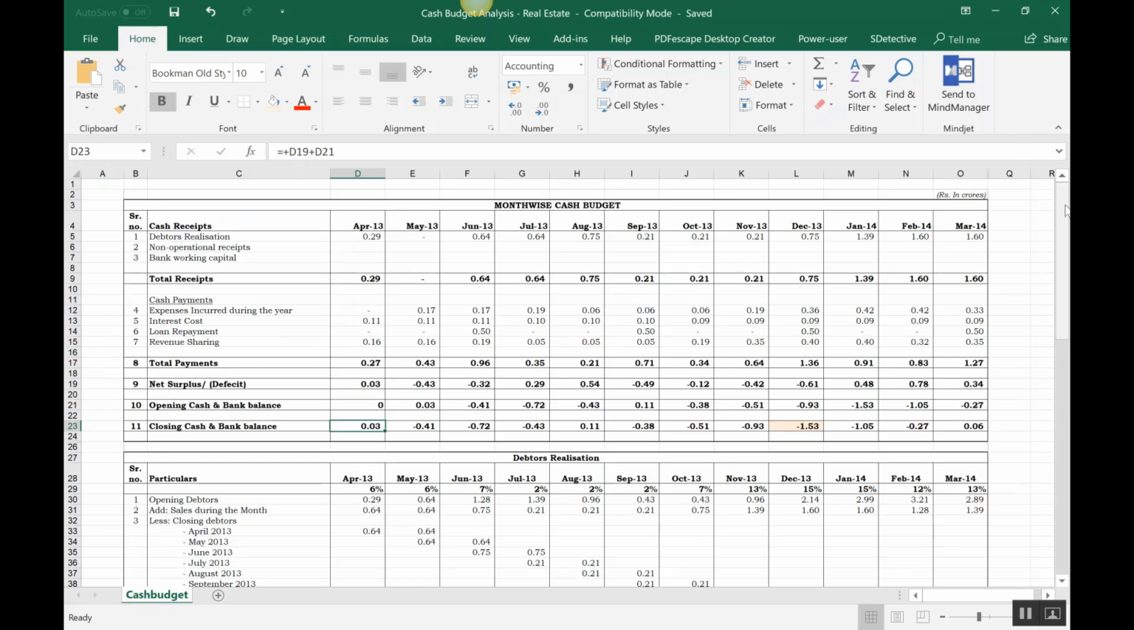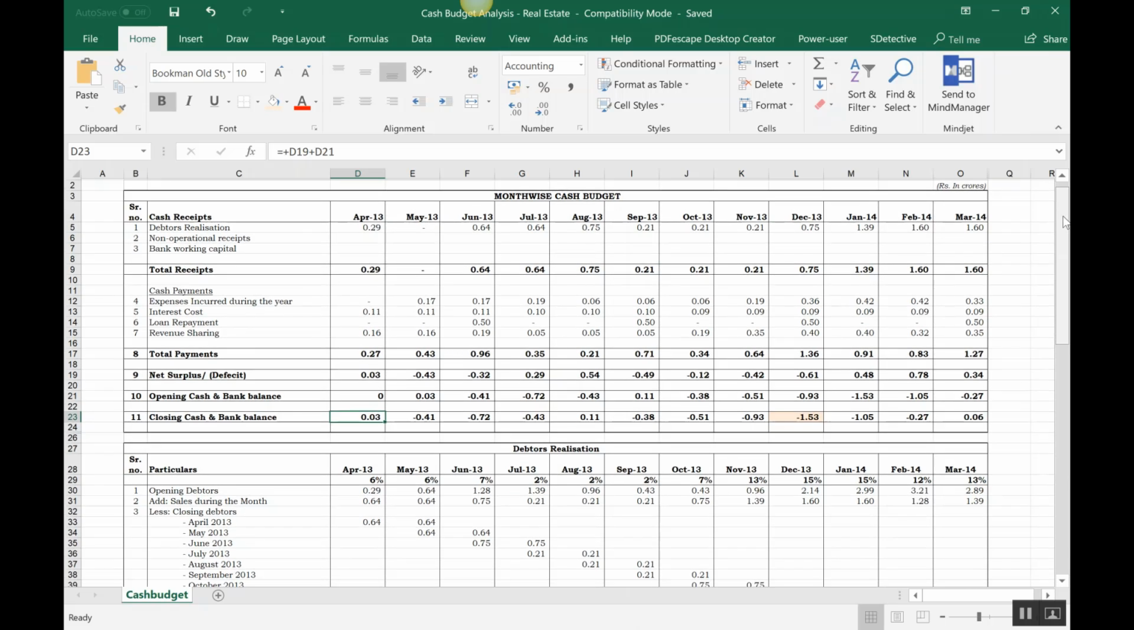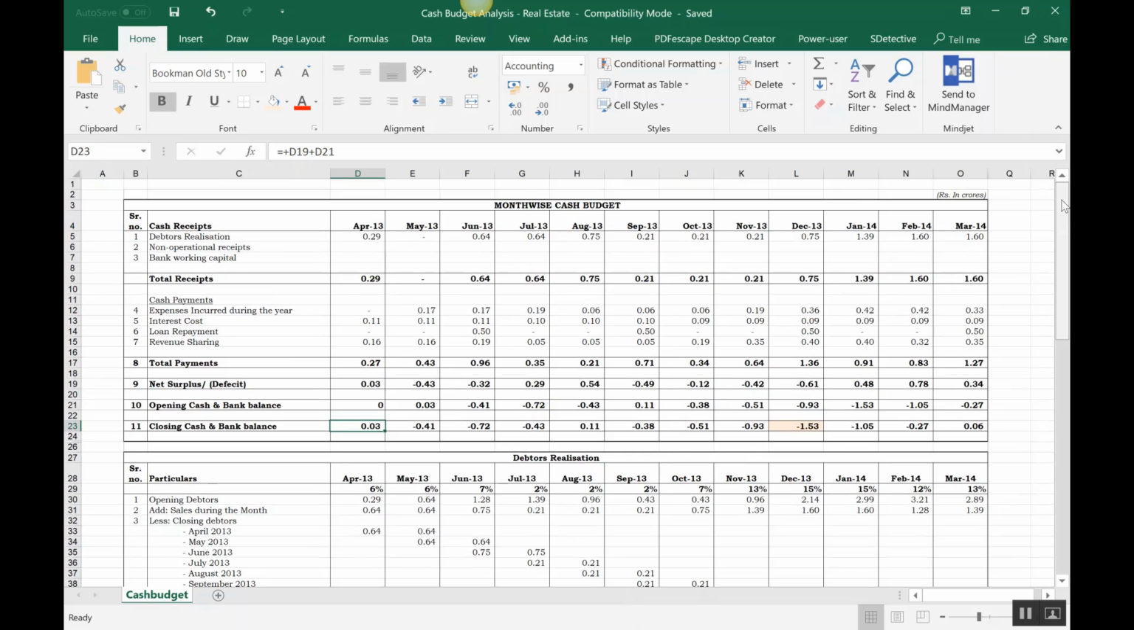So this is a very simplistic form of a cash budget analysis which is done by a bank, from a real estate project perspective. And this is something which is widely used by both the investment bankers as well as the banks in order to come to some sort of an agreement as to the extent of working capital one is looking for, right?